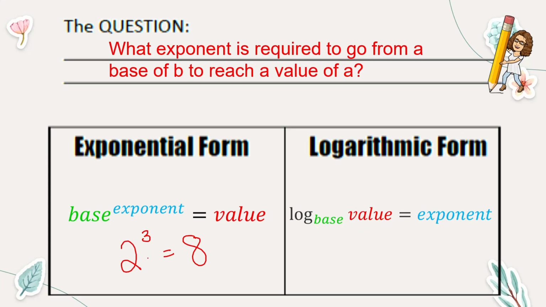So if I wanted to convert 2 cubed equals 8 to logarithmic form, I would have the word log. The base would be the same base I have here, which is a 2. So you'd have a little 2 written there. And then the value is what we are equal to in the exponential form. So I'm going to put that in parentheses for that value. 8 equals the exponent. So you're always going to find that your logarithmic form is going to equal the exponent of the exponential form.